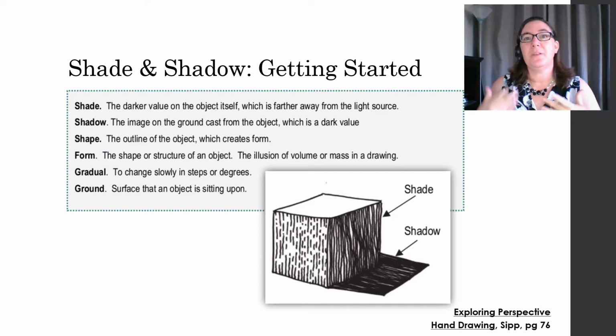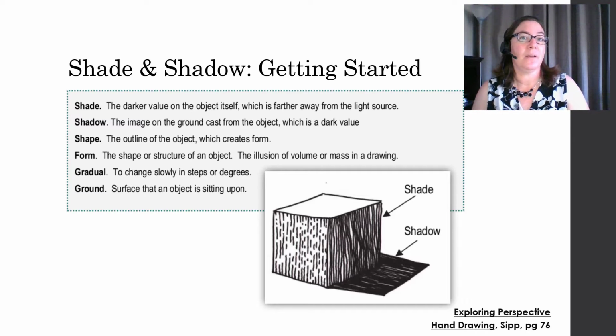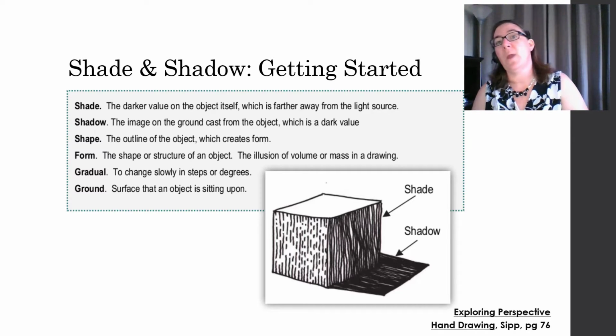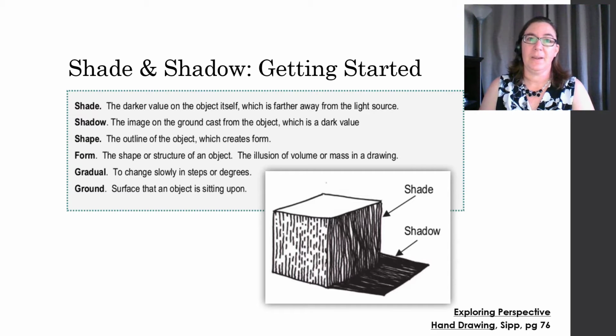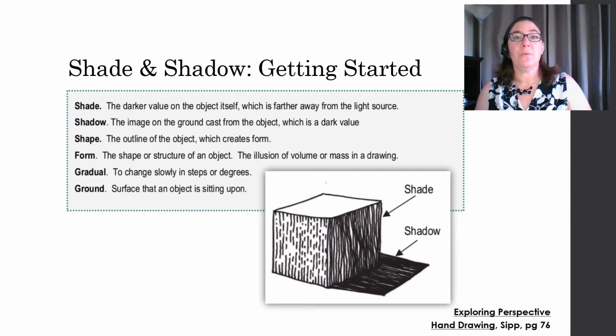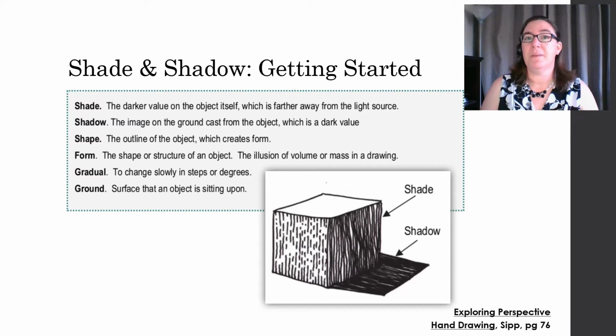So starting with some definitions, the first term you need to know is shade. Shade is a part of an object or form which is pointing away from the light. It's not receiving the light. That's different than shadow. Shadow is an image cast on the ground from the object. It's not part of the object itself, so it's different from shade.